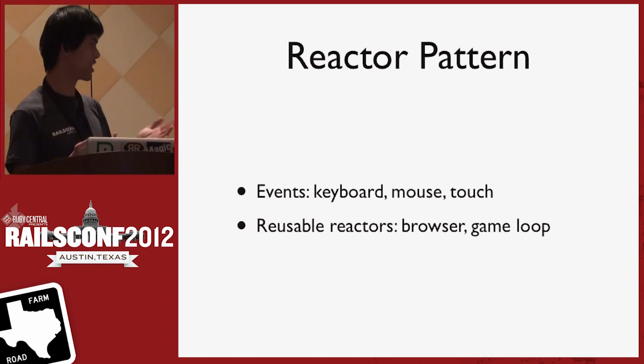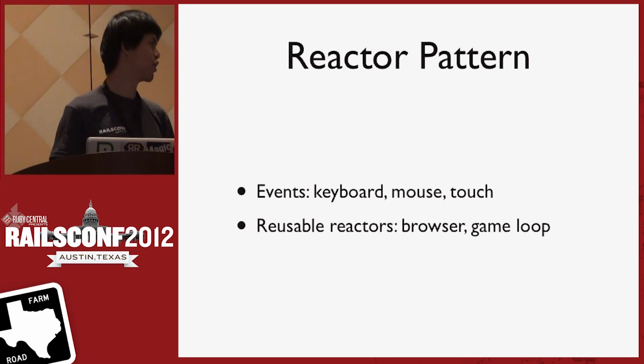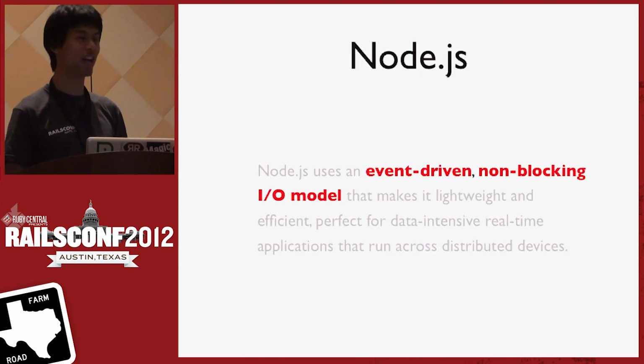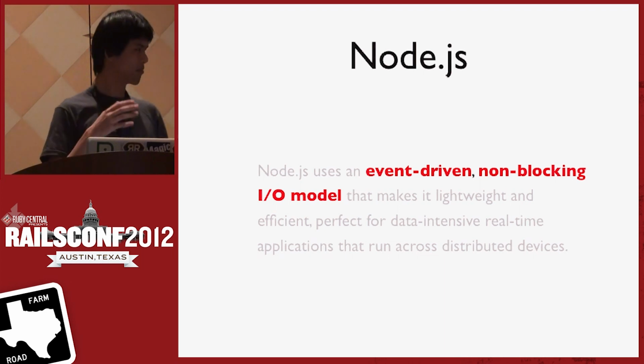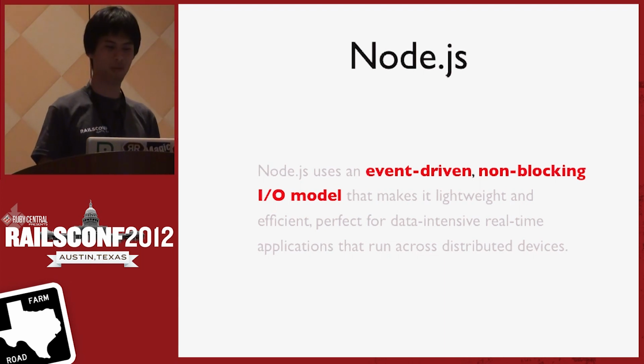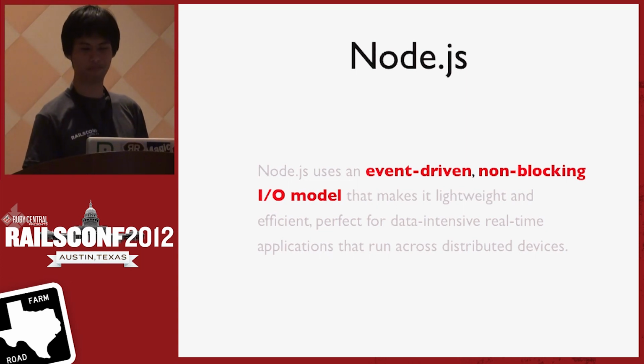So from the Node.js site, it says, Node.js uses event-driven, non-blocking I/O model. So we're hearing some of these terms now, but what does it mean to have non-blocking I/O? And why is that important?